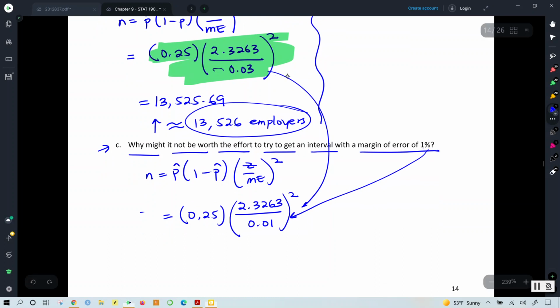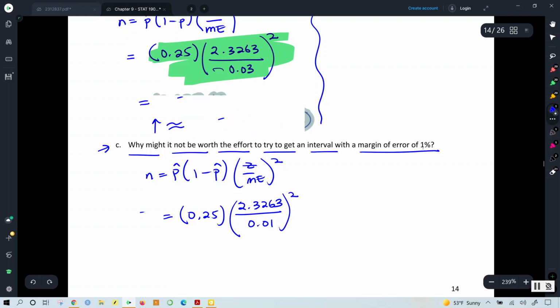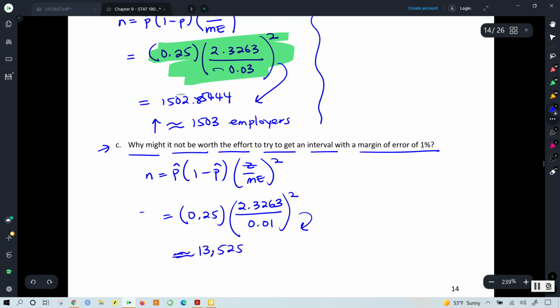Oops, I just realized I had an error earlier. Sorry about that. I had the answer for this one up there, that was my bad, so let's adjust that. The answer for this should be approximately 1,502.85444, which will be rounded up to approximately 1,503 employers. And for the last one, that was the answer I had earlier: approximately 13,525.69, rounded up to 13,526 employers.